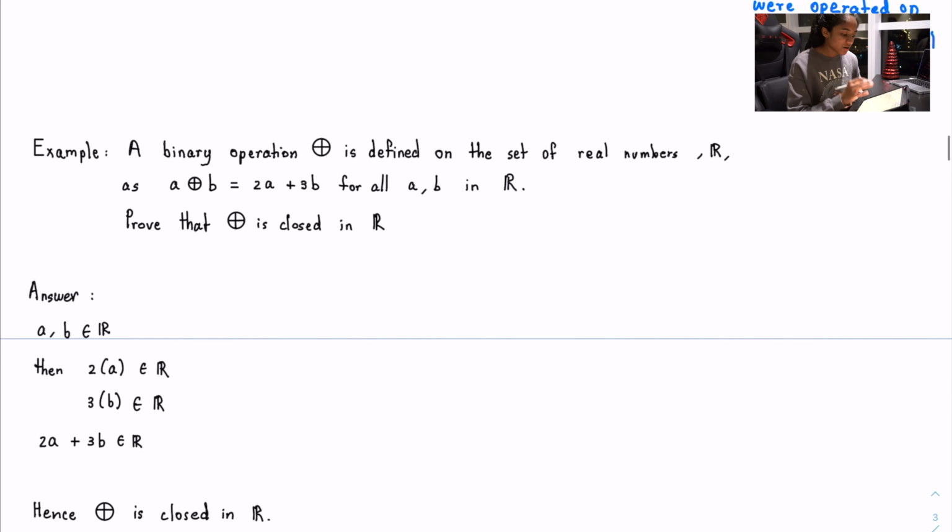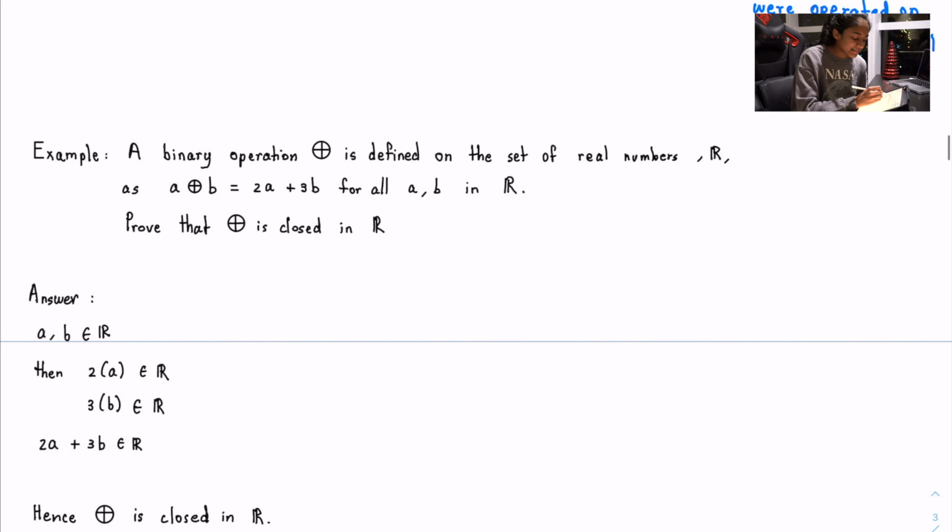A binary operation, and another symbol as you say, is defined on the set of real numbers R. Remember, we learned about real numbers before, so you should know about that. A cross B is equal to 2A plus 3B. This is just a bunch of substitution, right? And we'll get into that after. But to prove that, we have to prove that this is closed in R. Remember, it says for all A, B in R.